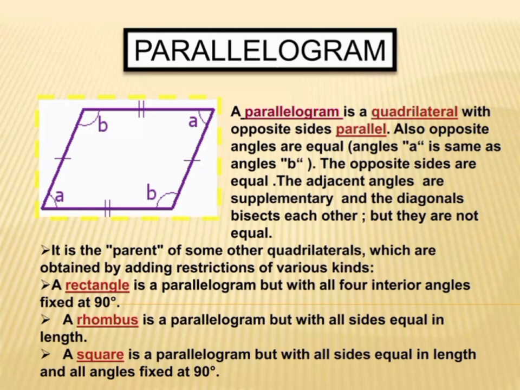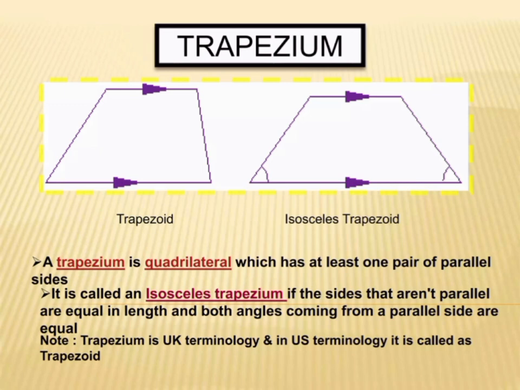The fifth one is the trapezium. A trapezium is a quadrilateral which has at least one pair of parallel sides. It is called an isosceles trapezium if the sides that aren't parallel are equal in length and both angles coming from a parallel side are equal.